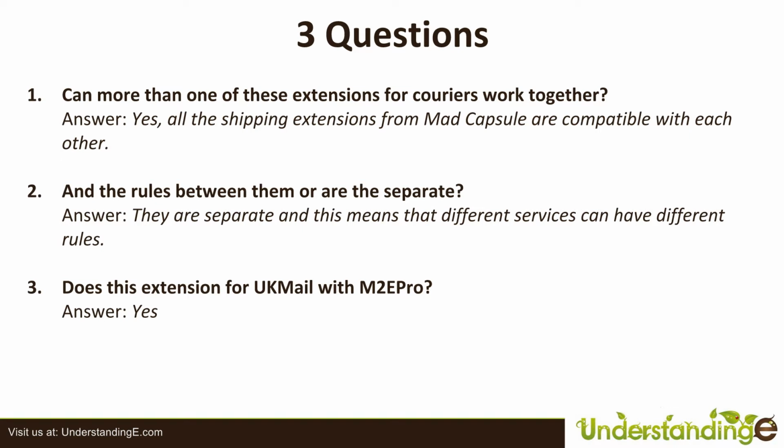Okay, and what about the rules as well? Are they shared between the extensions or are they separated? No, they're specific to the extension. So we'll probably see in a second when we look at the configuration, but they're specific. So you're mapping UKMail shipping methods to Magento shipping methods, if that's the mapping you're doing.